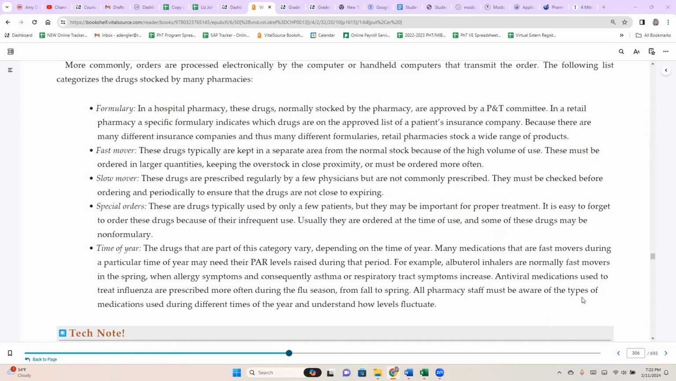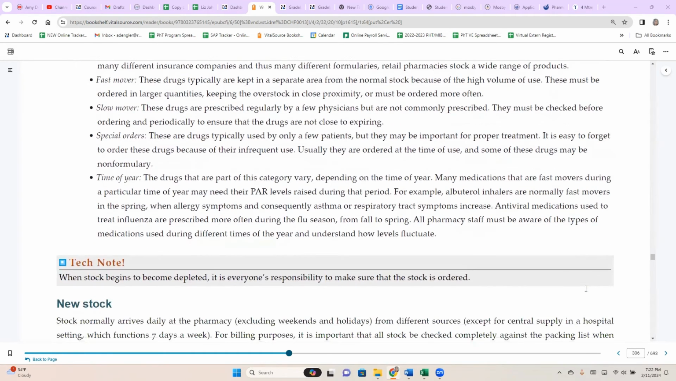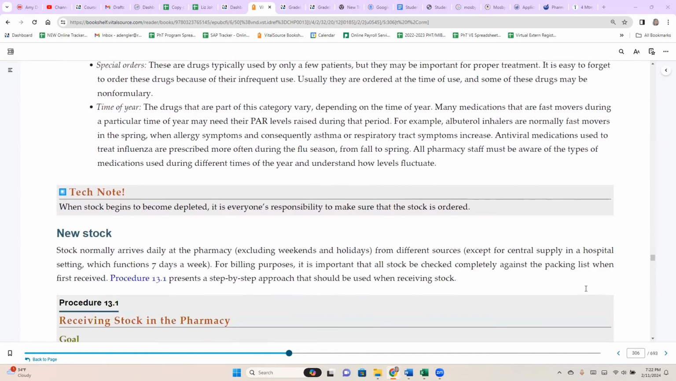Antiviral medications used to treat influenza are prescribed more often during the flu season from fall to spring. And all pharmacy staff must be aware of the types of medication used during different times of the year and understand how levels fluctuate.